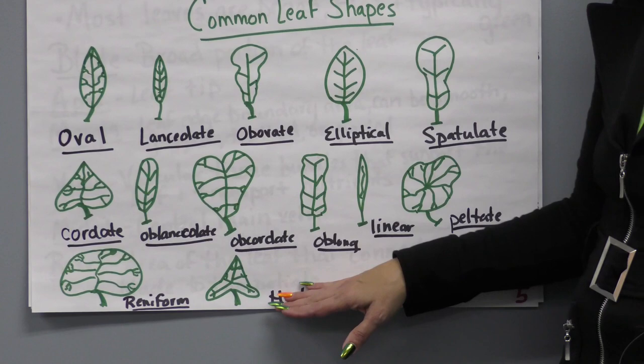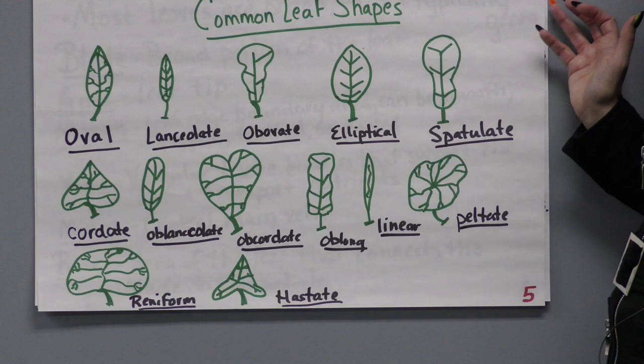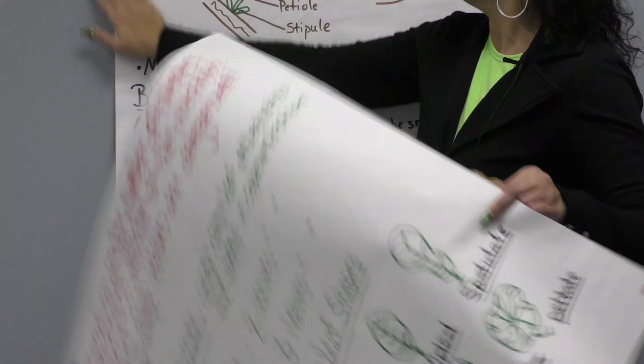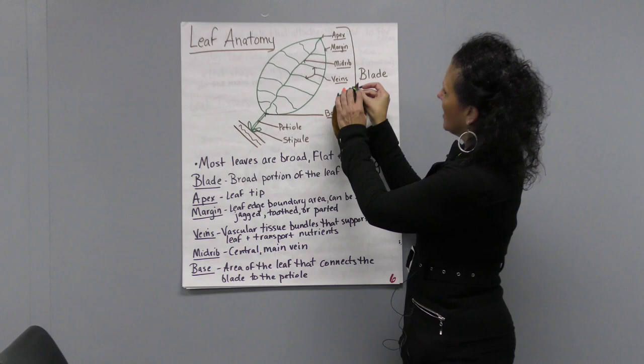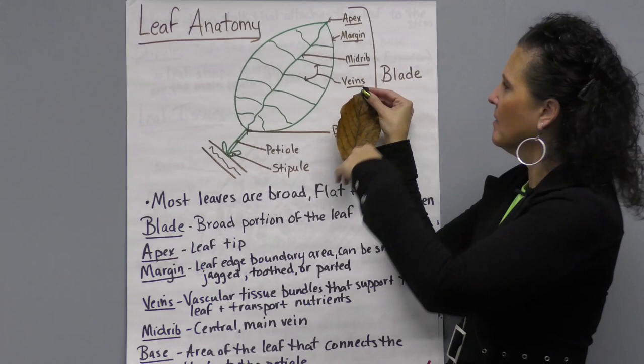I just wanted to give you a quick example of that so that you understand that there's a large variety of leaves and shapes. So now let's look at leaf anatomy. We will look at this leaf because it looks sort of like that one in our leaf anatomy. Here we have the apex. See how this comes to a tip up here? That's the apex. Apex always means the tip, like the apex of a mountain.